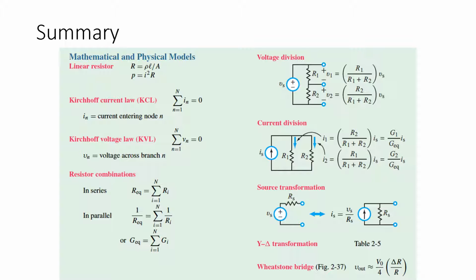For resistor combinations, in series resistors, you just add them up. A 3 ohm resistor in series with a 1 ohm resistor, 3 plus 1 is 4 ohms, and you can make a new resistor with a total equivalence.